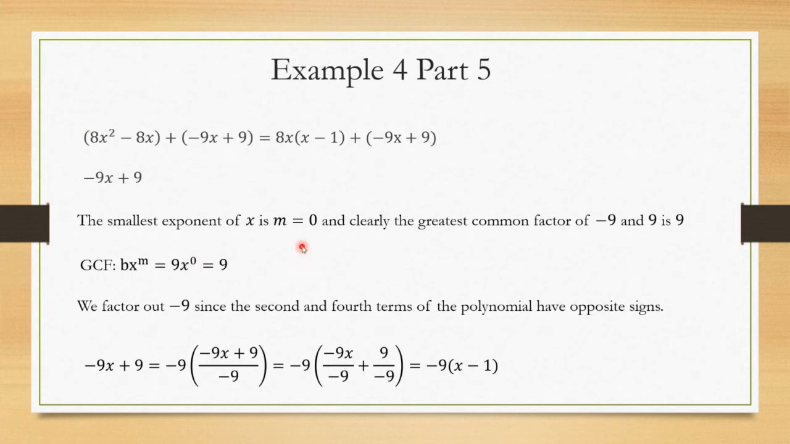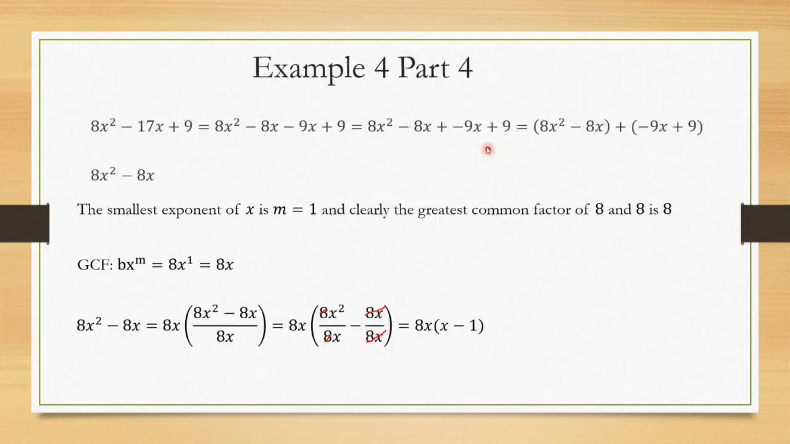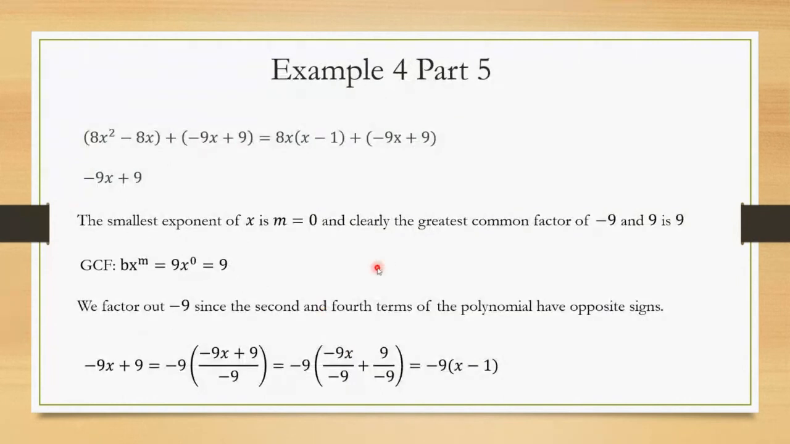But remember, because the second and fourth terms have opposite signs, we don't factor out 9. We have to factor out negative 9. And that's what I'm doing down here. If you really wanted to, you could have switched and written the minus 9x and 9, so we could have written this as 9 minus 9x. No, wait, that's going to cause more confusion. Forget what I said. Let's just keep going with this.